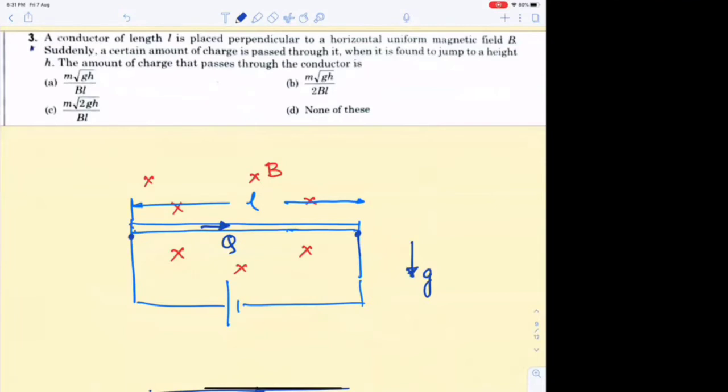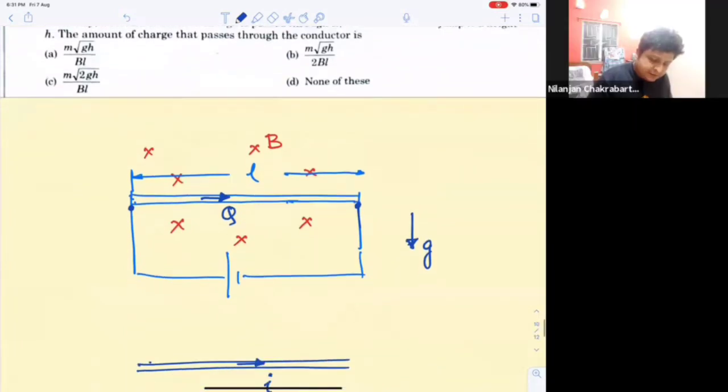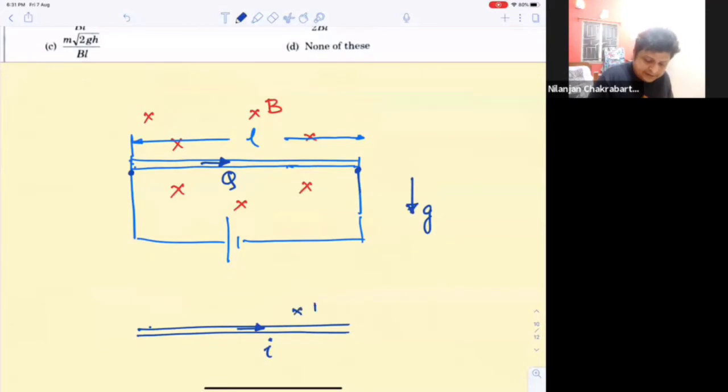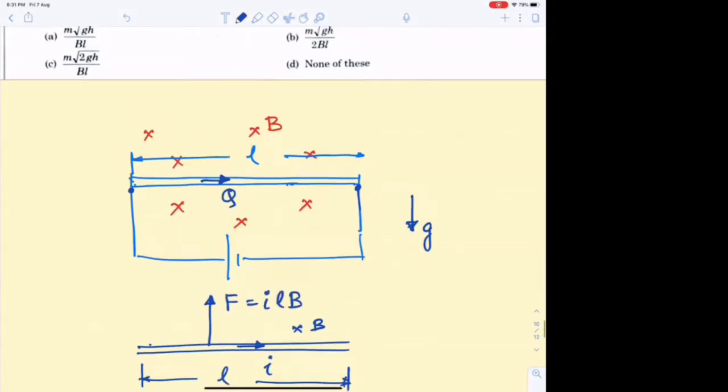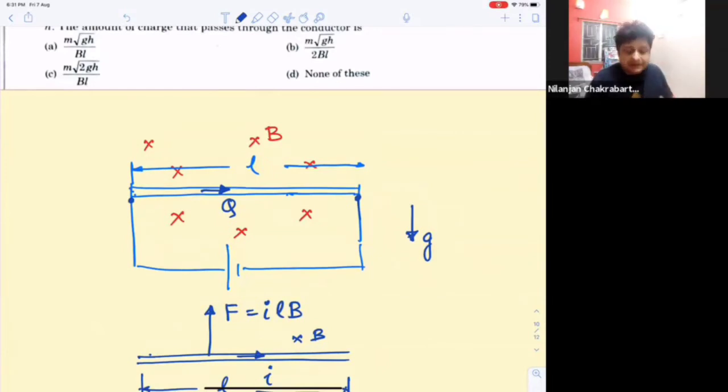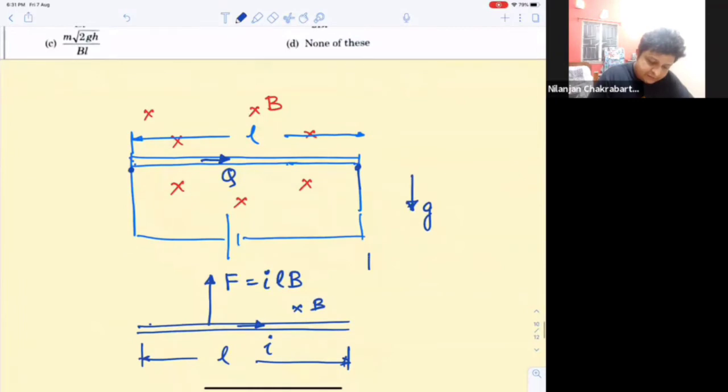Okay. So if a certain amount of current I flows through the wire, and there is a magnetic field B, and the wire has length L, what is the force upward? So IL cross B, see, it's a 90-degree angle between the length and B. So there the force will be equal to ILB, right? Now here what happens? As the charge passes suddenly, there is an impulsive force.